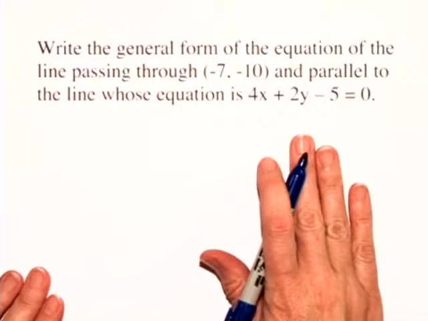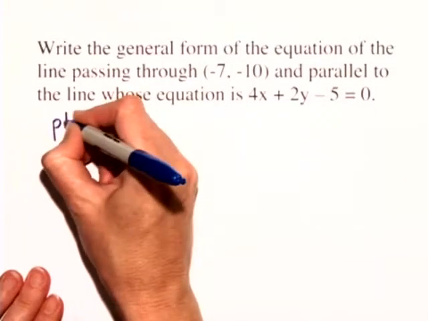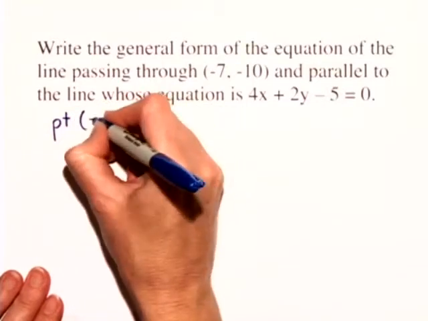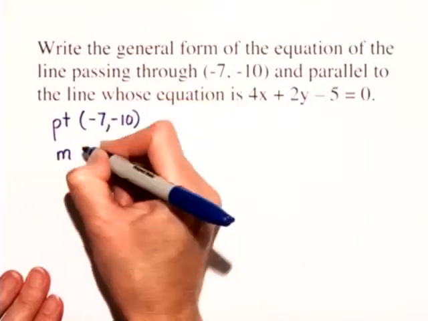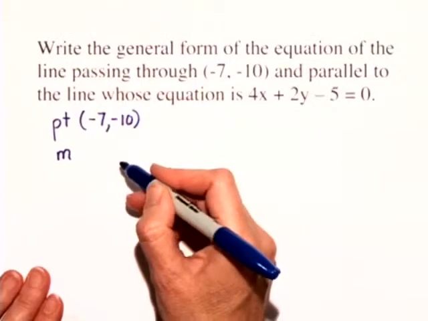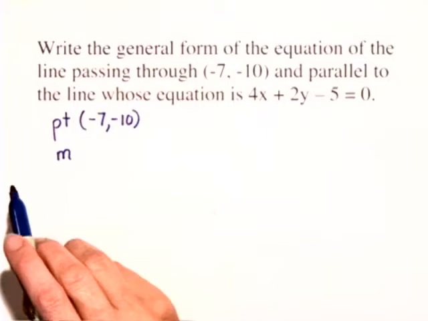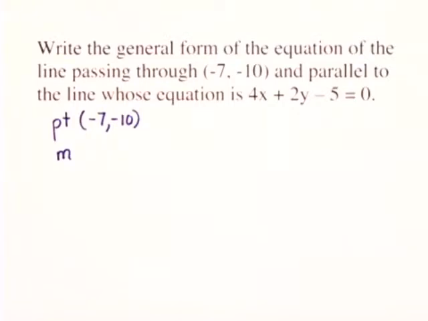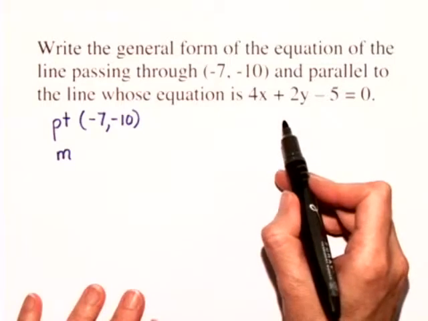Now, anytime we want to come up with an equation of a line, if we have a point, which we do in this case, (-7, -10), and if we also have a slope, we can come up with the equation of the line by starting with the point-slope form. But we don't have a slope quite yet, but we can get the slope. We know a line that's parallel to our line that we want.